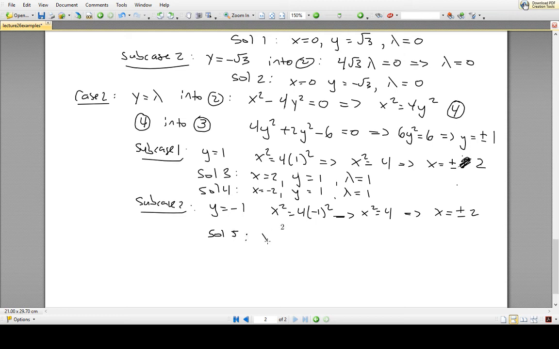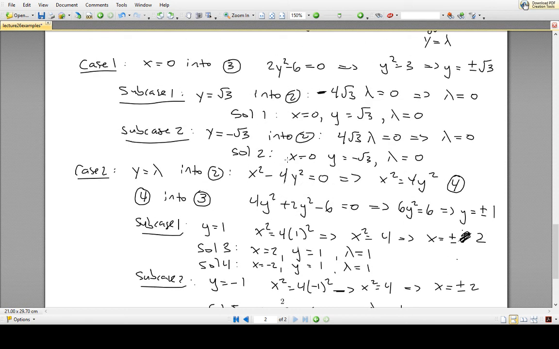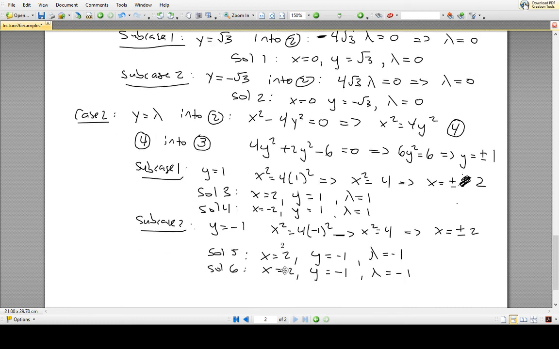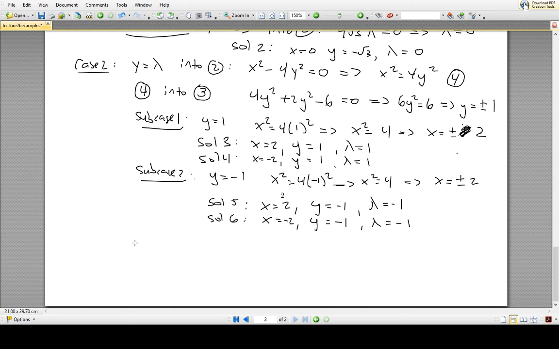So I get two more solutions, solution 5 and 6. Solution 5 is that x is equal to 2, y is equal to negative 1, and that means lambda is equal to negative 1 as well. Solution 6 is that x is equal to negative 2, y is equal to negative 1, and lambda is equal to negative 1. Okay, so I have all of my solutions here, 6 of them, 1, 2, 3, 4, 5, and 6. And now what I'd like to do is figure out what the value of the function is at all of these places.